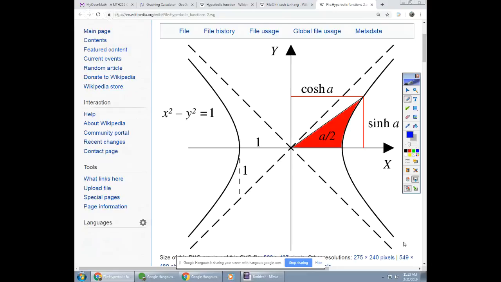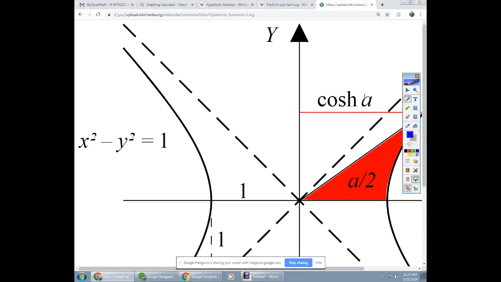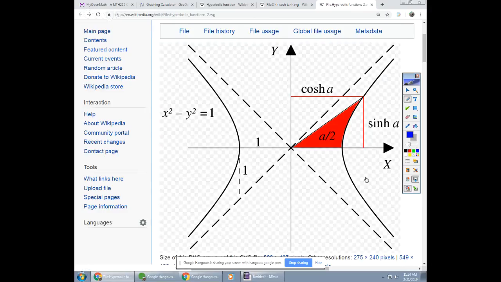If you then pick a point on the hyperbola, like, ooh, whoa, I didn't know that happened. You're not on draw, you're on Google still. Can I undo that? Control Z. All right, there we go.